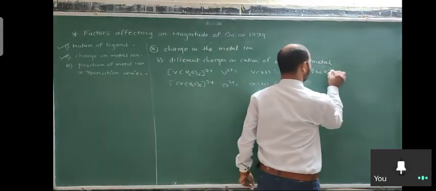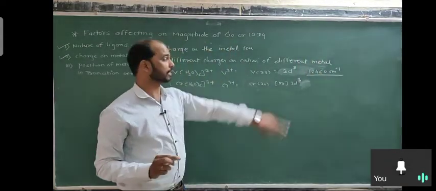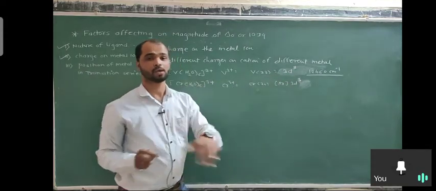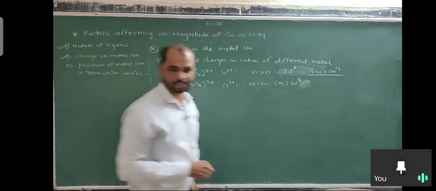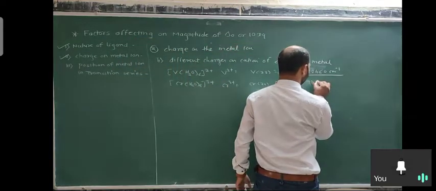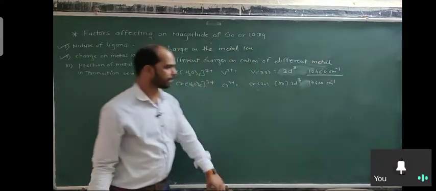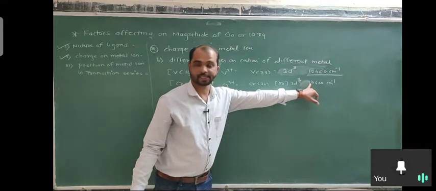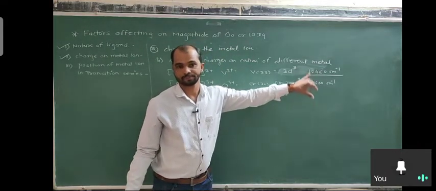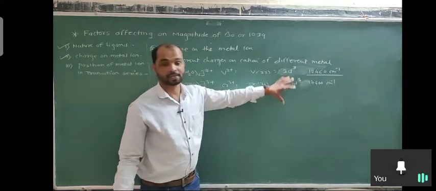12,460 per centimeter. So here the 10 Dq value is not directly given, but the absorption band is given, and you know, the higher the absorption band, the higher will be the 10 Dq value. And in the latter case, 17,400 per centimeter is the absorption band. So it is clearly seen that in the second case there is a higher absorption frequency, higher absorption band, which means a higher 10 Dq value.